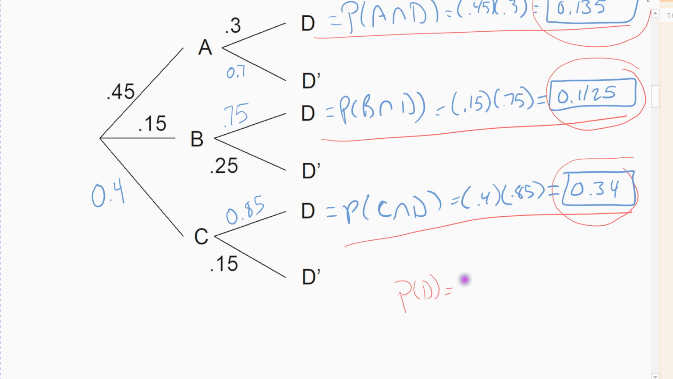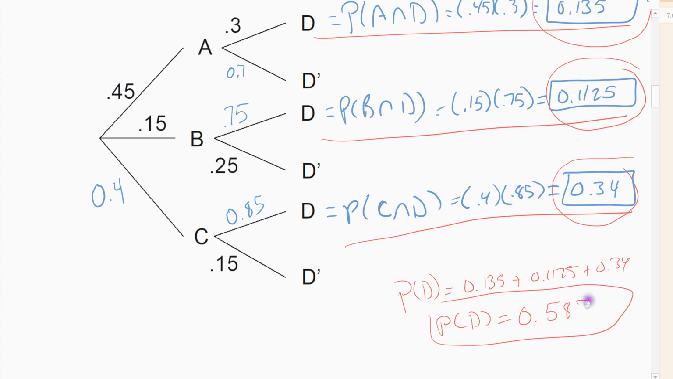The probability of D is our 0.135 plus our 0.1125 plus our 0.34. Those are the three ways I can get to D. Either I can go A to get to D, B to get to D, or C to get to D. And so I add up all of the ways D happens, so those three outcomes add up to 0.5875. Alright, and so that's the probability that D occurs, which means the complement to that would be the probability that D didn't happen. So that's what I'm going to divide by. So that's the division part.